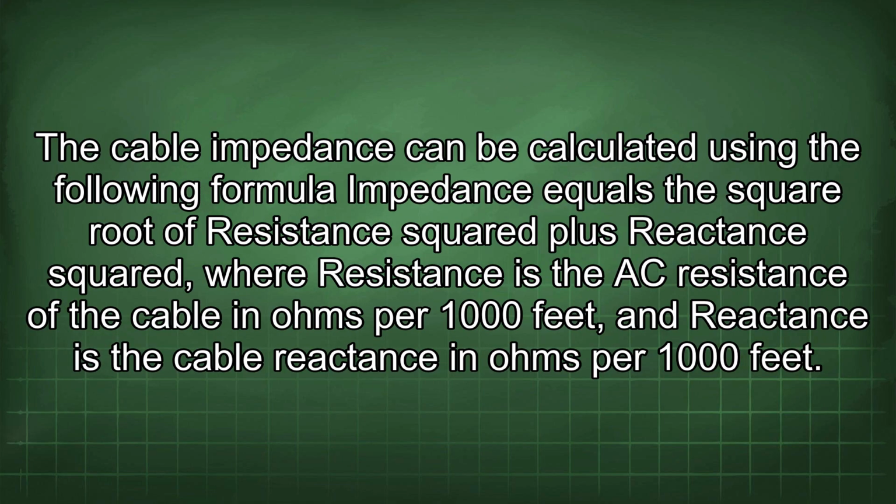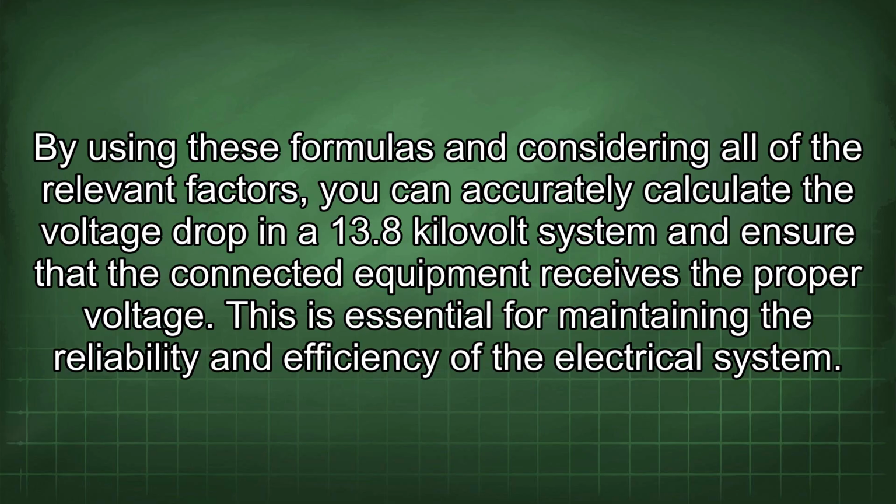The cable impedance can be calculated using the following formula: impedance equals the square root of resistance squared plus reactance squared, where resistance is the AC resistance of the cable in ohms per 1000 feet, and reactance is the cable reactance in ohms per 1000 feet. By using these formulas and considering all of the relevant factors, you can accurately calculate the voltage drop in a 13.8 kilovolt system and ensure that the connected equipment receives the proper voltage. This is essential for maintaining the reliability and efficiency of the electrical system.